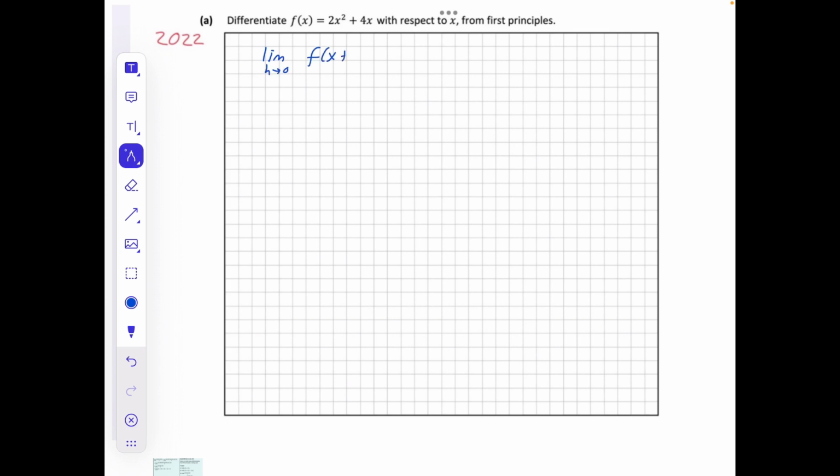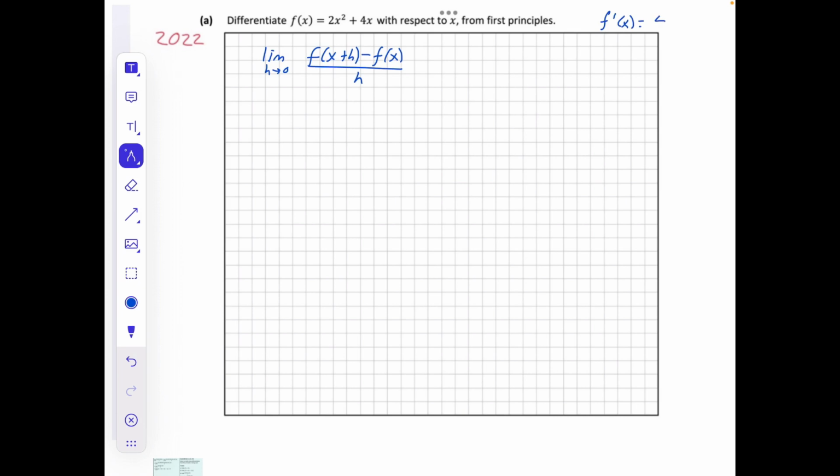First thing I would be writing down is my formula. The limit as h goes to 0 of f of x plus h minus f of x, divided by h. That's your key start. You need to find all those parts individually and then put it together. So we need to know that formula off by heart. That is not given to you anywhere.